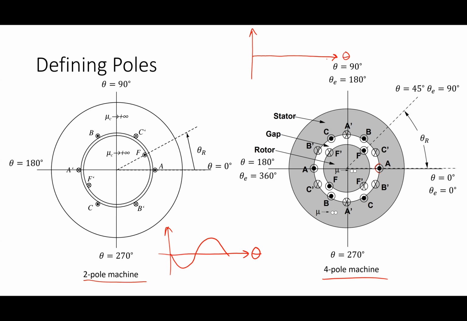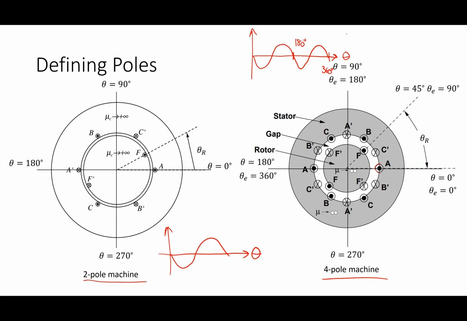Yeah, the period would be cut in half and the frequency would be twice. So it would look like that. So this would be 360 degrees. This would be 180 degrees. And what we say is that this is the actual angle.